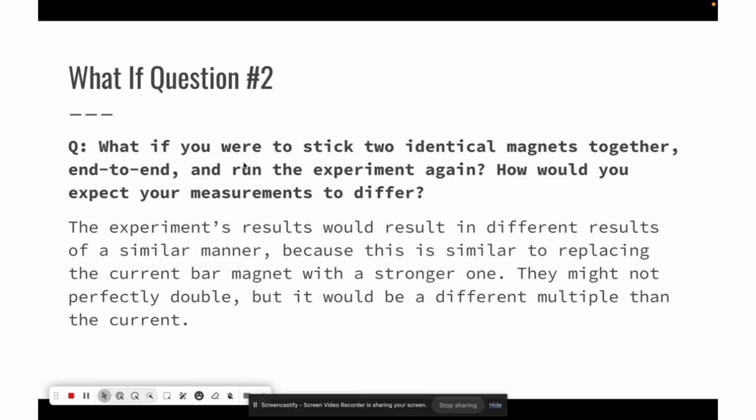What if question 2? What if you were to stick 2 identical magnets together end to end? Well, the experiment would give similar but different results. This is similar to replacing our current bar magnet with a stronger one, so the results might not be perfectly double, but they would be different than what we currently have. But it would still have similar directions, similar results, similar findings, just different numbers.